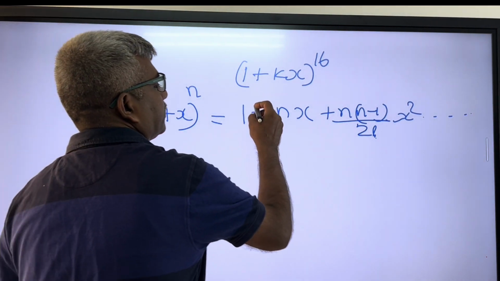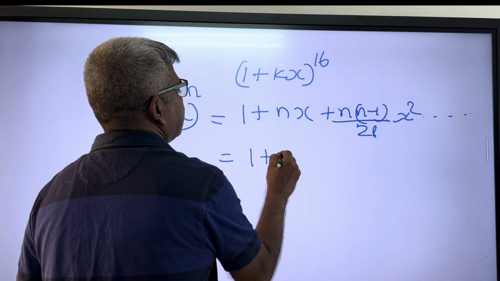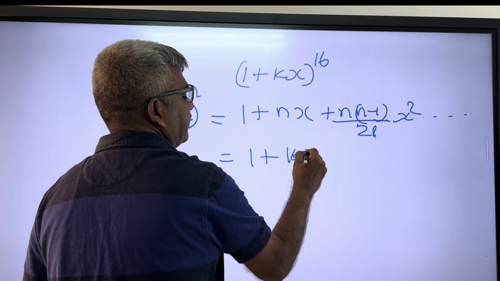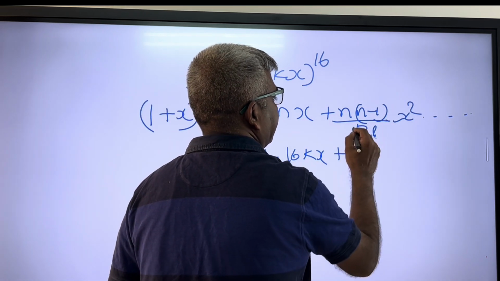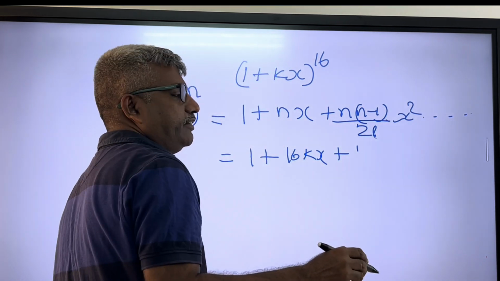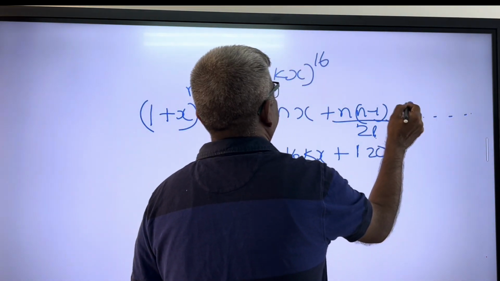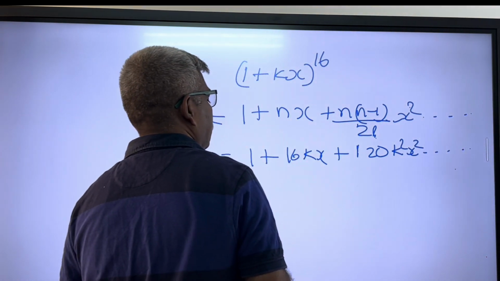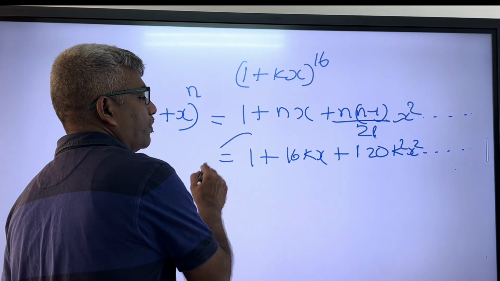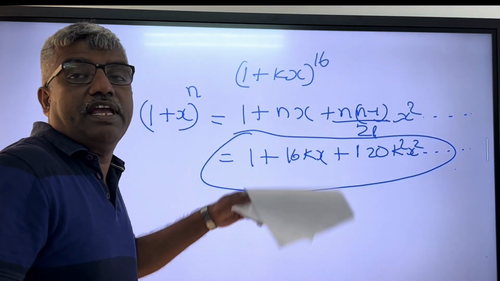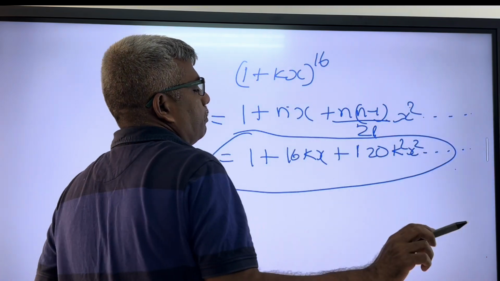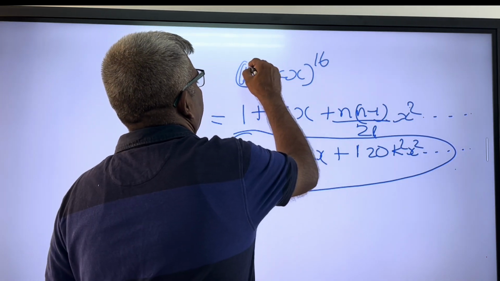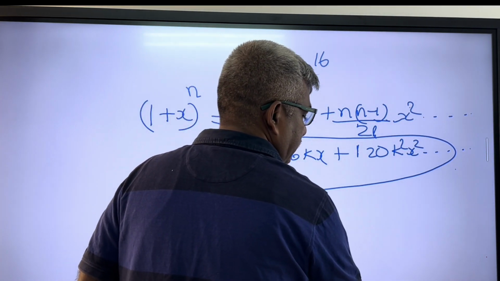Okay, here look at it. 1 plus nx is 16x, where x is here kx. Plus n into n minus 1, 16 into 15 divided by 2 is 120, x squared, where x is here kx: 120 k squared x squared. Okay, that's all, we finish. This is what you are going to study in P4. Instead of a, it will be 1, but everything is the same formula, because 1 to the power n minus 1 will be 1, so this all will be omitted. Okay. Now we will go to part B.